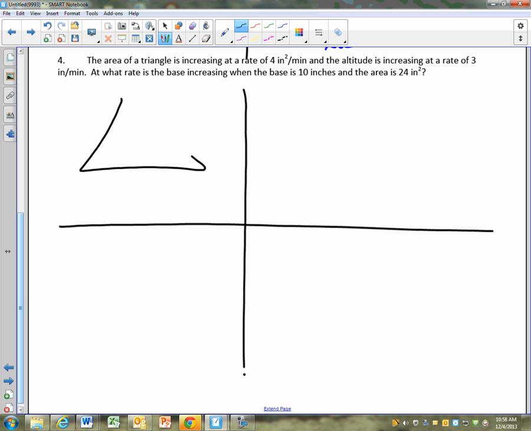What is an altitude? It's a height perpendicular to the base. I'll call it A for altitude. B for base. I drew it. Now what? You lead me through. What do I write down? Okay, I'll do that. A prime equals 3.